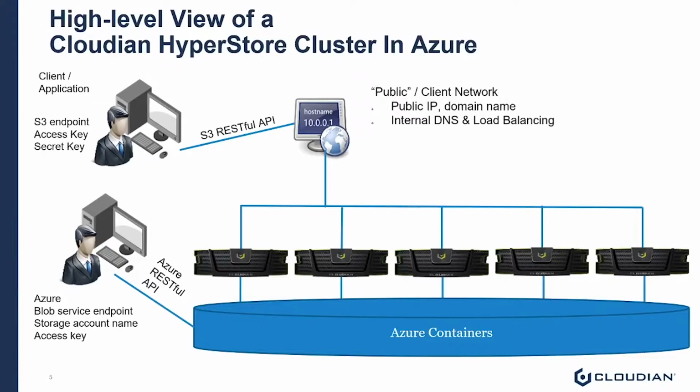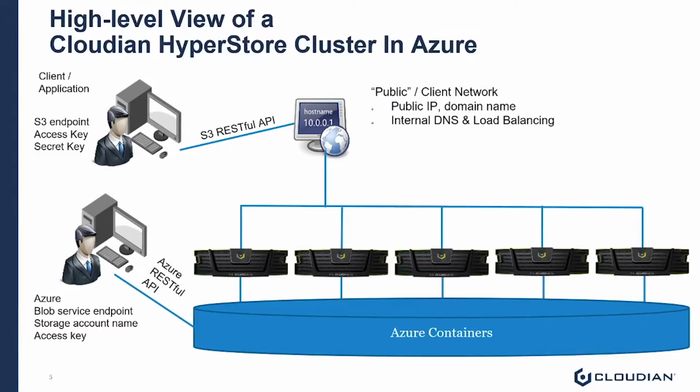A high-level topology looks something like this. There's a public client network. Azure provides a public IP, and you can bring your own domain name, or Azure can provide one. That's exposed to client applications, and the Cloudian cluster provides an S3 endpoint, access key, and secret key.